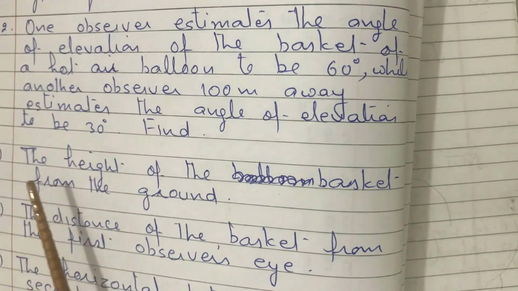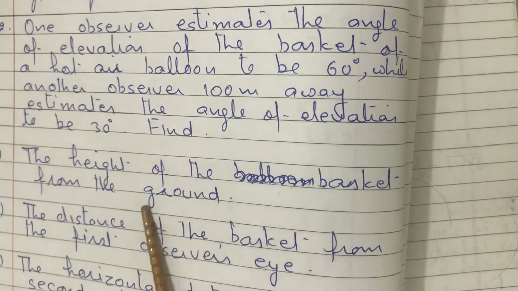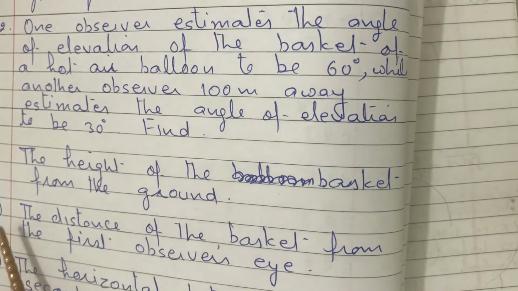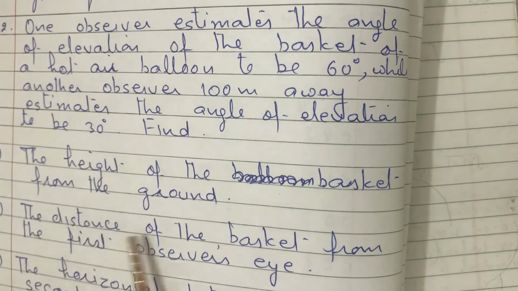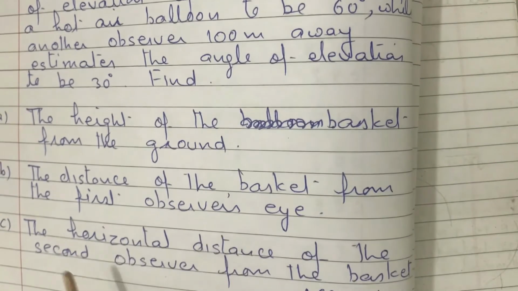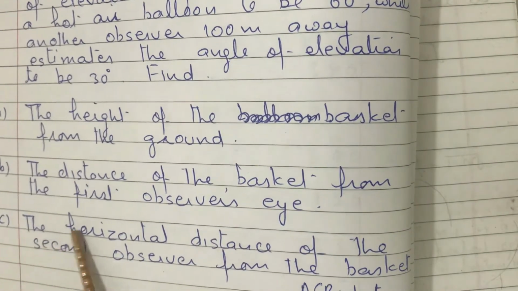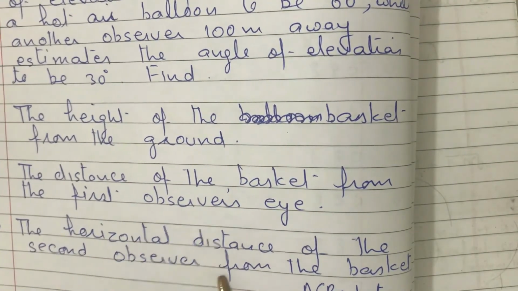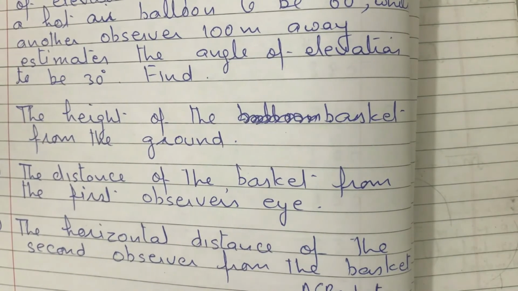Its A part is the height of the basket from the ground. Find the distance of the basket from the first observer's eye. And its C part is the horizontal distance of the second observer from the basket.